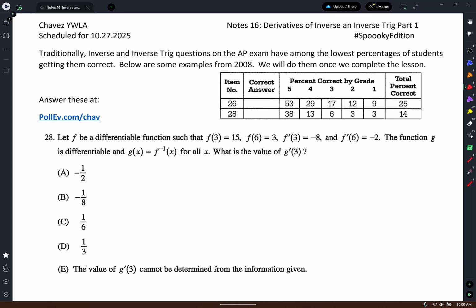Look at number 28. It's even more brutal. Only 14% of the total population got this question correct. The fives are even struggling. 38% of the fives got this question correct. 13% of the fours got it correct. And then forget the 3s, 2s, and 1s. They're just barely hanging on.